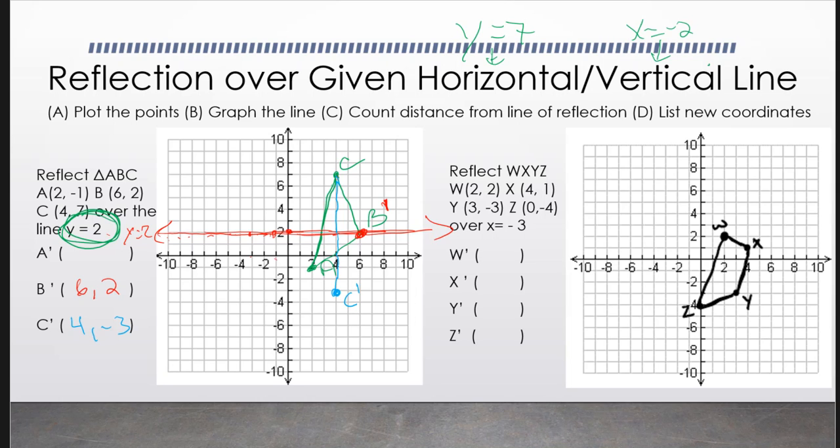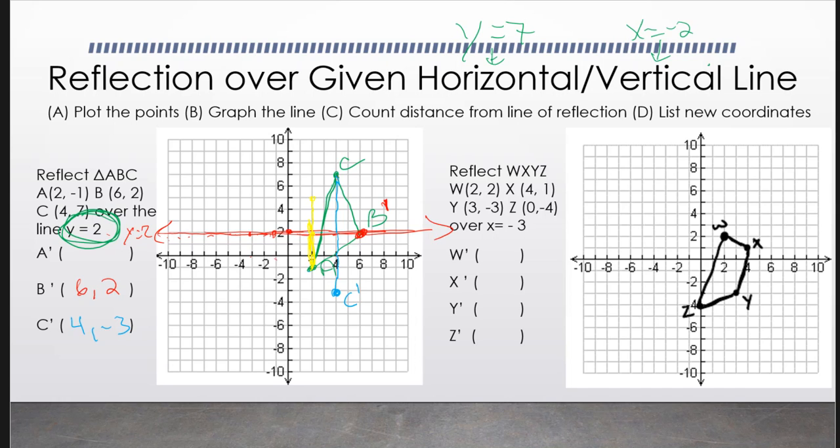Then I'll go to A. Here's A. For A, let's choose a different color so that it stands out a little bit more. We're going from A to the line. So A is 1, 2, 3 away from the line. So I go 1, 2, 3 away from the line the other direction.